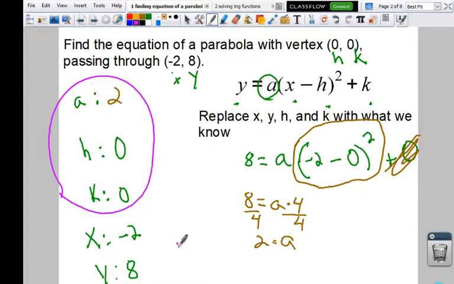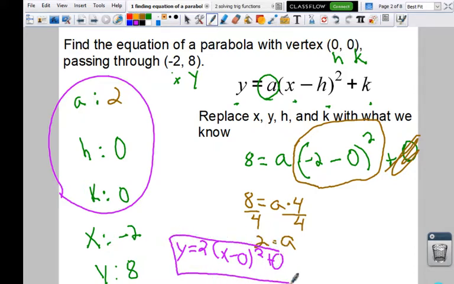So my actual equation is going to be y equals 2, parentheses, x minus h is 0, and I have squared plus k is 0. It won't be this easy on the actual work sample with zeros and 2, but the steps are going to be the same. So this is about 90% of the math you're going to have to do. We're just going to practice this today.